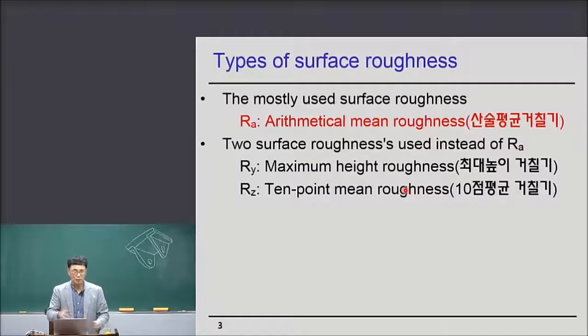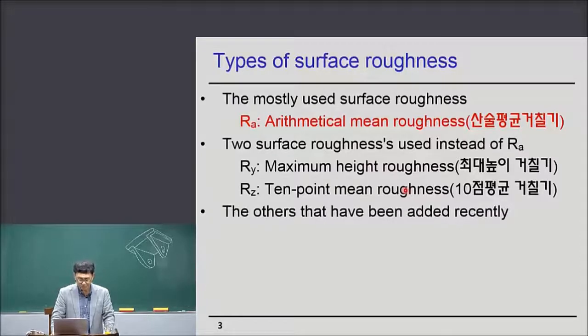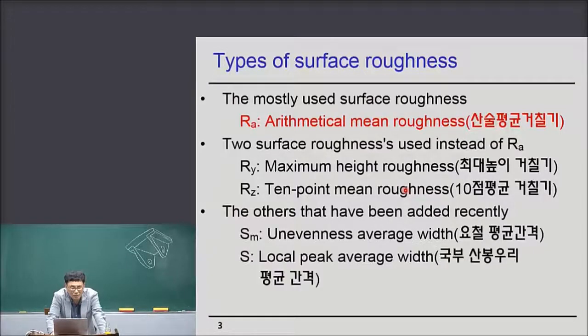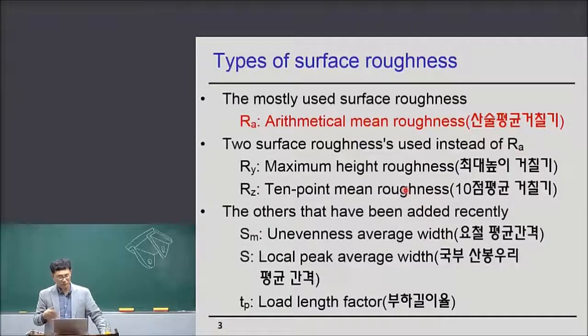And sometimes Ry and Rq are used in some cases, but if you want to know the meaning of Ry and Rq, please refer to the other text. But usually Ra is frequently used, so don't worry about it. And the others that have been added recently are Sm, S, and Tp. These are definitions of surface roughnesses which were added recently to the standard.